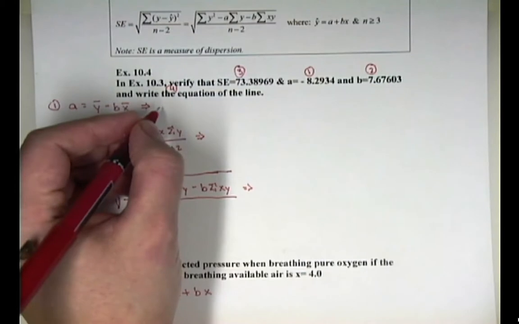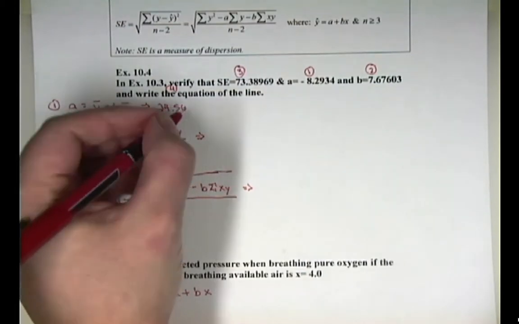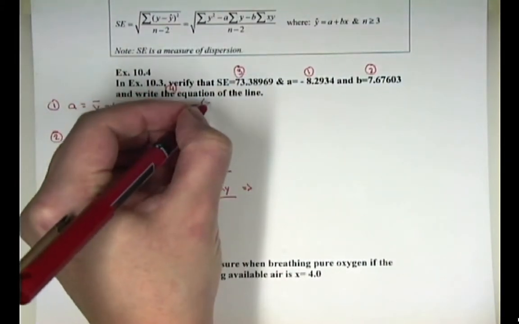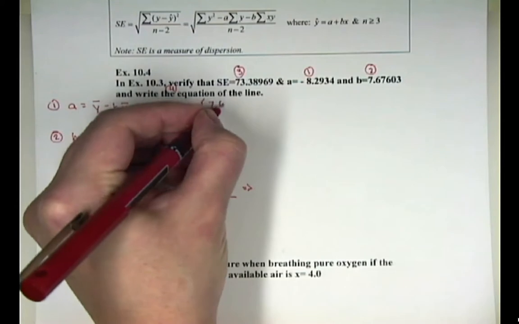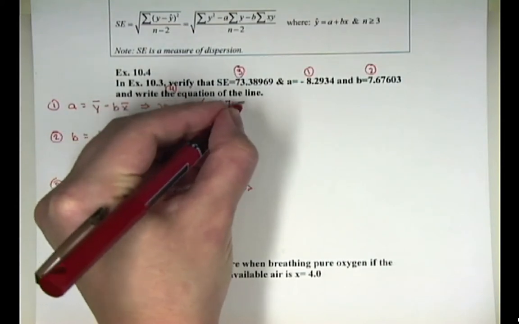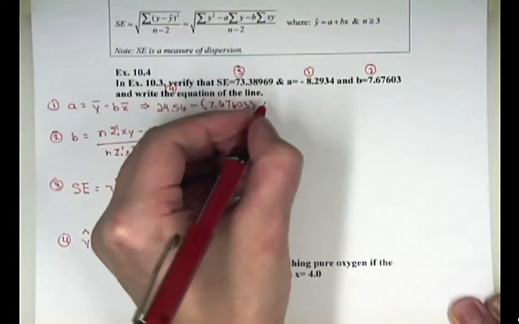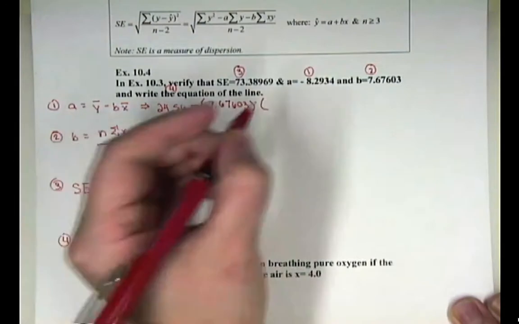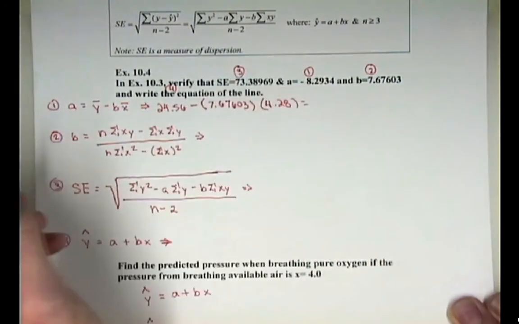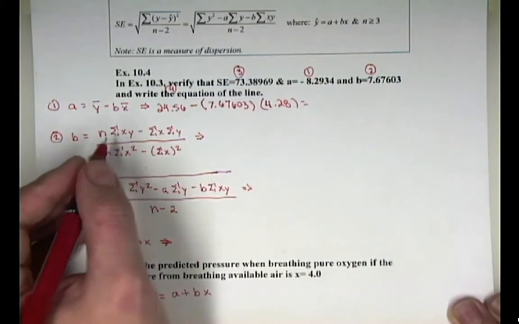So y bar is the average of the y's, which is 24.56, minus b, which is 7.67603, and you're like, how did you get that? How did I get that? I needed to do b first, times x bar. I cheated. Let's do b first. If you have to do it by hand, you need to calculate your b first.